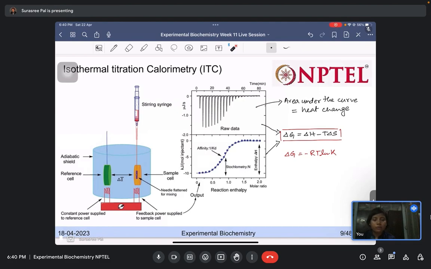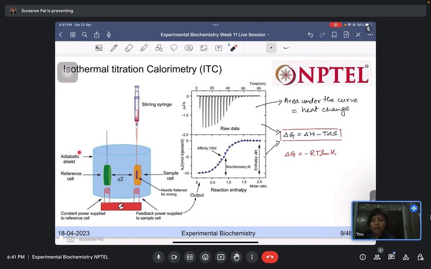Okay, so now we will move on to the next experiment, which is isothermal titration calorimetry, or ITC. Isothermal titration calorimetry is an experiment where we can detect the Kd value, that is the dissociation constant, and the thermodynamic parameters like the change in enthalpy, change in entropy, change in free energy simultaneously from one experiment. So let's look at the basics of this particular experiment.